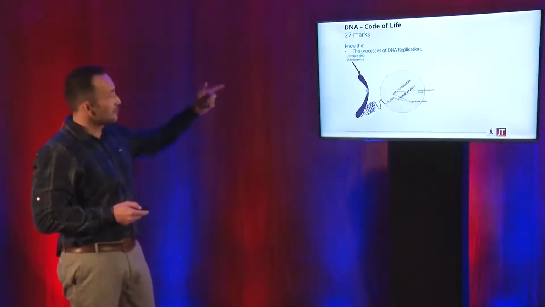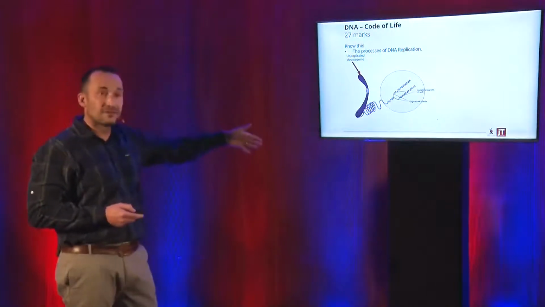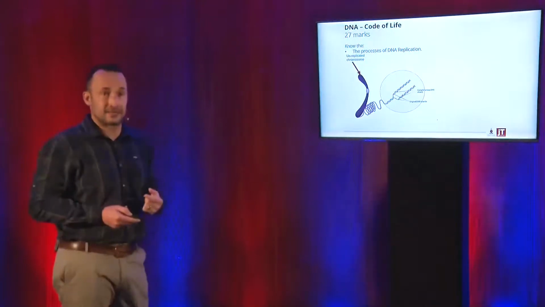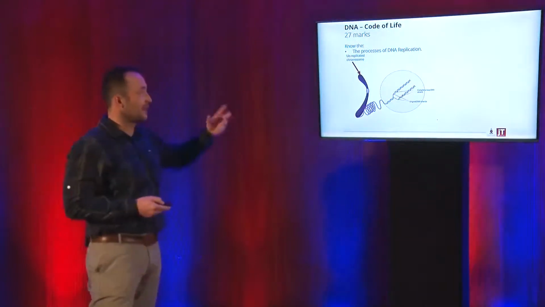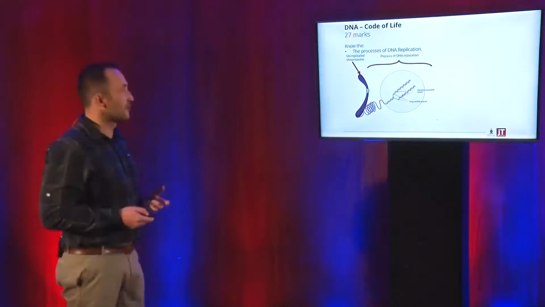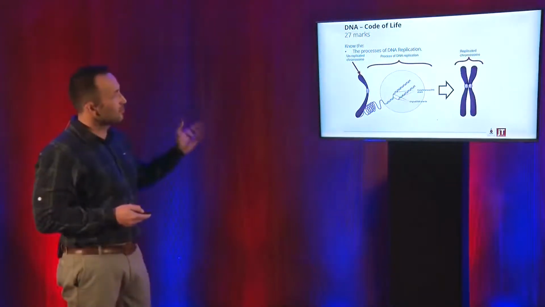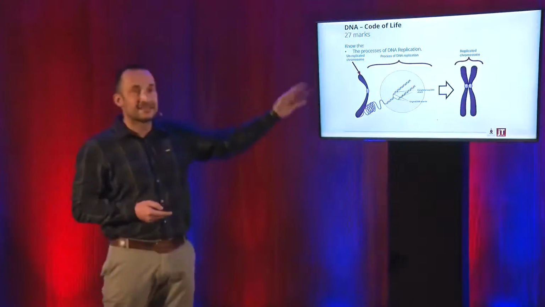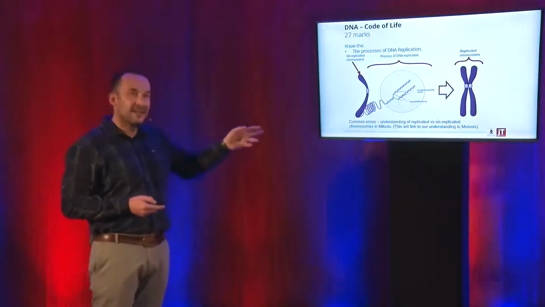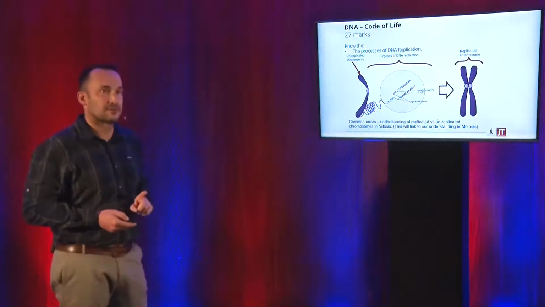Looking at the process of DNA replication in terms of images, we start with an unreplicated chromosome that now needs to replicate. In order for that to happen, it has to unwind and unzip for the process of DNA replication to take place. And what we end up with at the end of the day is a replicated chromosome over there.